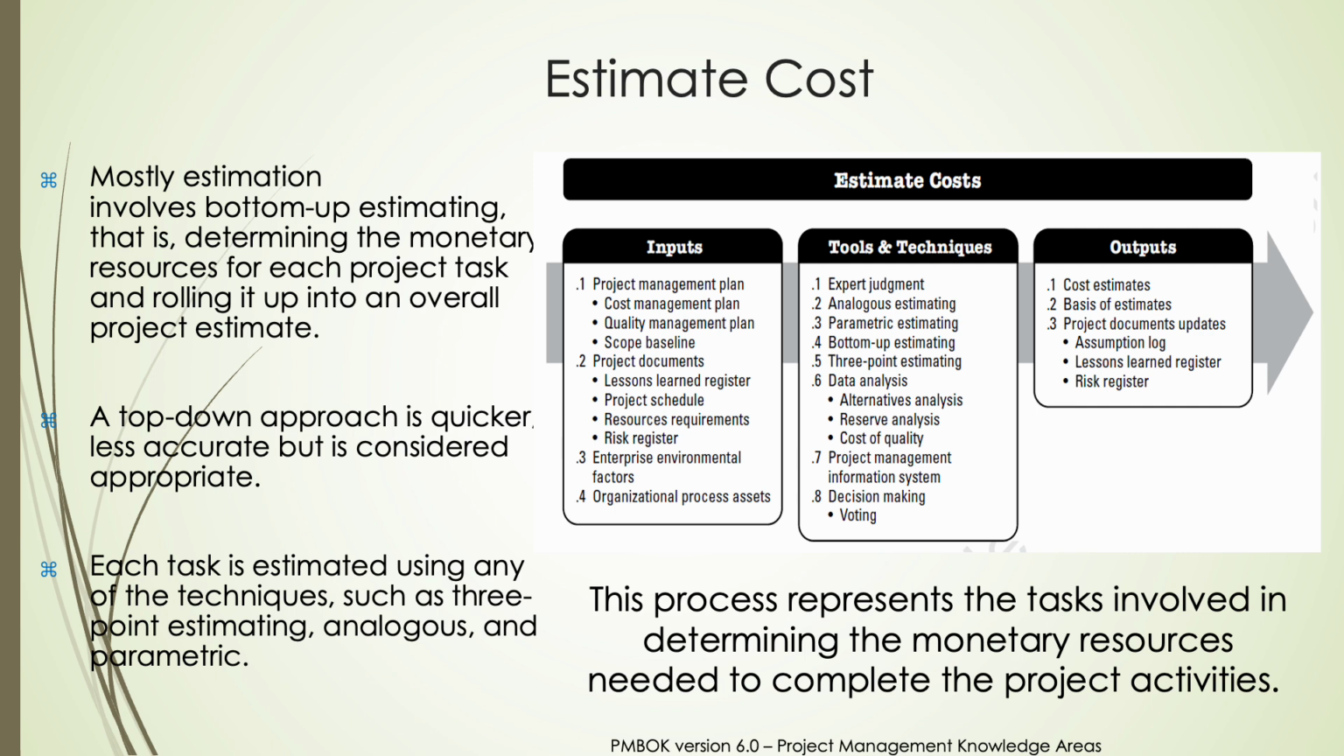We also have specialized methods like three-point estimating, which considers optimistic, pessimistic, and most likely scenarios to create a more realistic range. Analogous estimating uses past project data for a rough estimate, while parametric estimating relies on mathematical models and data analysis. Each method has its place, and sometimes we use a combination, depending on the project's complexity, available data, and how accurate we need the estimates to be.